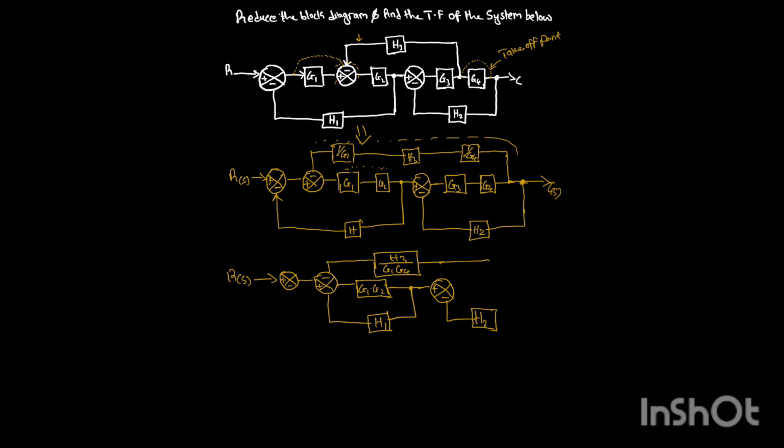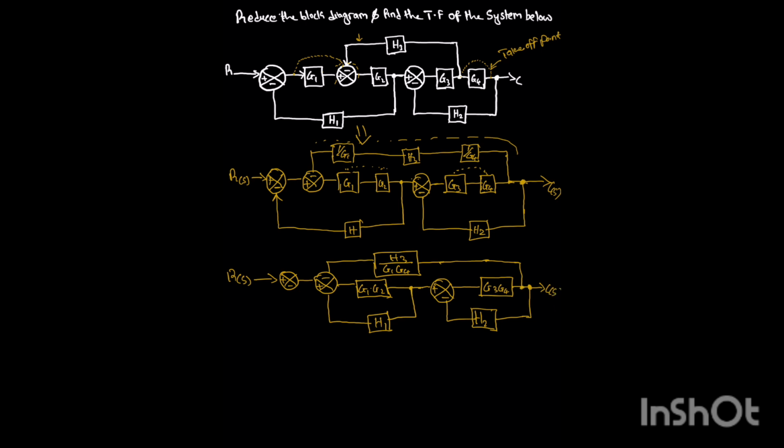The same thing, G3 and G4 are in series, so they will be multiplied. We would have G3 G4. So this is all we'll get, connected here. And this is our C of X.